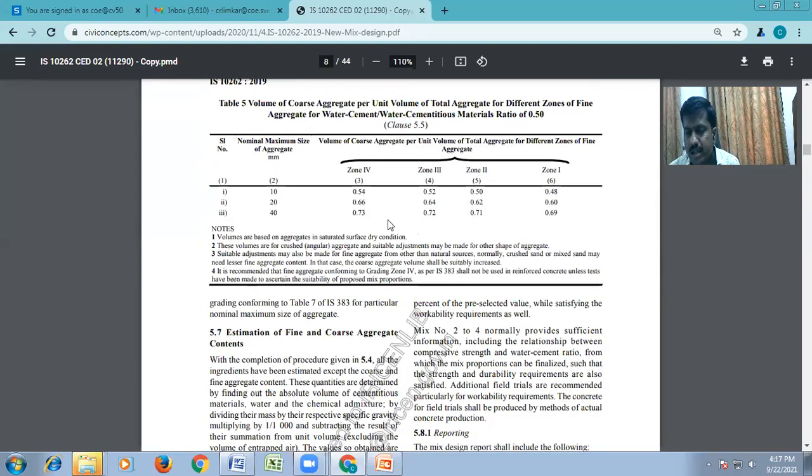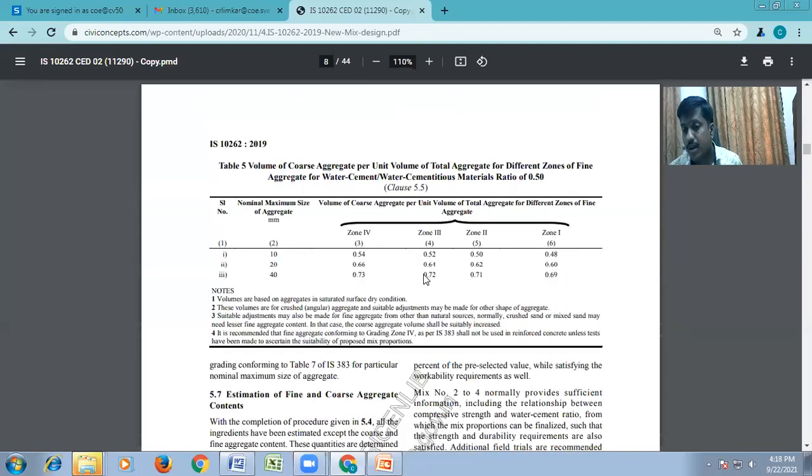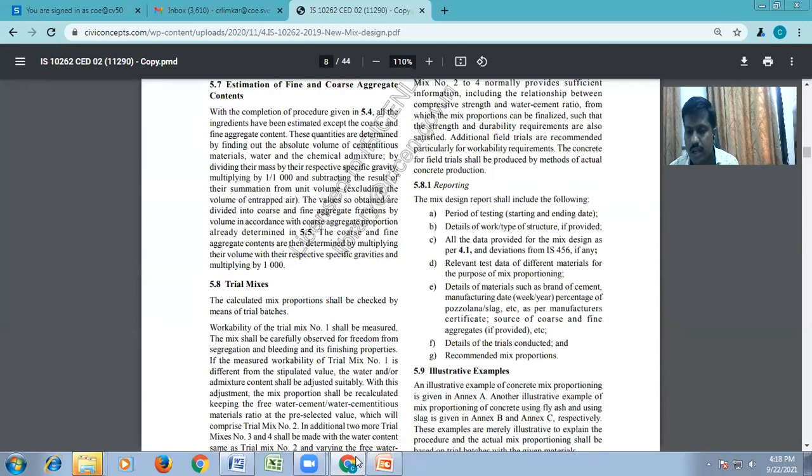Okay, as I told you, what is your maximum nominal size, again you just get the answer of this word, maximum nominal size. Then you just decide the zone 1, 2, 3, 4, which zone is suitable to you. Okay, in which zone your fine aggregate is going to conform. Okay, in zone 1, in zone 2, or in zone 3, or in zone 4. Based on that you are going to decide the ratio of coarse aggregate to fine aggregate. The title is being given here. Okay, as you can see in IS 10262:2019. Okay.